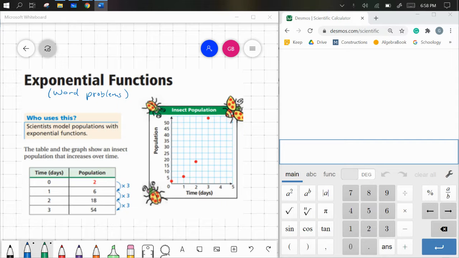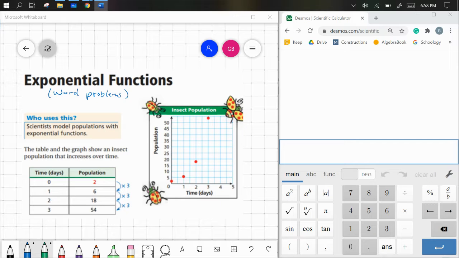For example, here we have a table. The table and the graph show an insect population that increases over time. So notice at the beginning, there were 2 insects. After 1 day, there's 6. After 2 days, there's 18. After 3 days, there's 54. Every day, the previous number is being multiplied by 3.